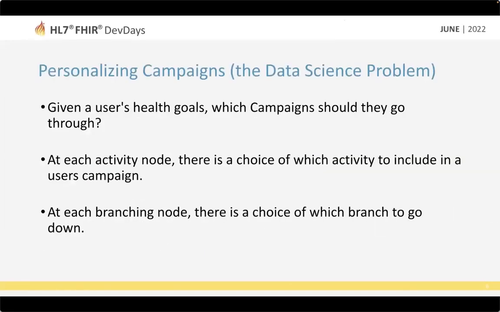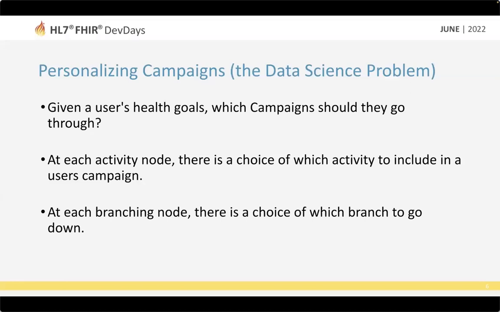I'm sure a few of you can spot some natural data science problems that arise in health journeys and health campaigns. For one, given a user's health data and health goals, which campaign should we recommend they go through? For example, if you want to manage your diabetes, there's many different ways you could do this. One is through managing your weight. Another is by adjusting your diet. Another is getting more exercise. A user only has finite amount of time, so which one should we get them to go through?